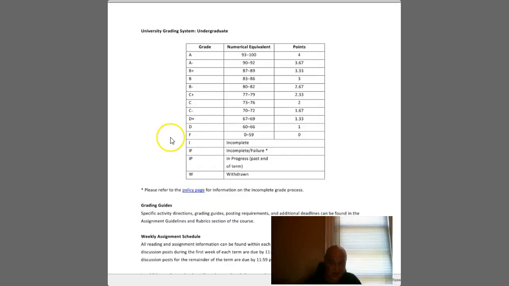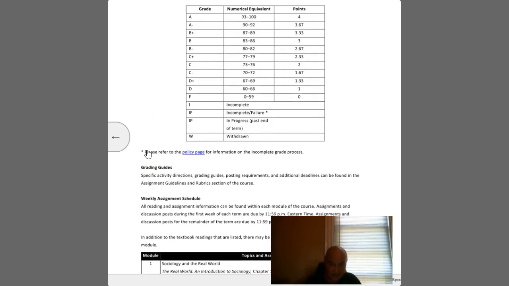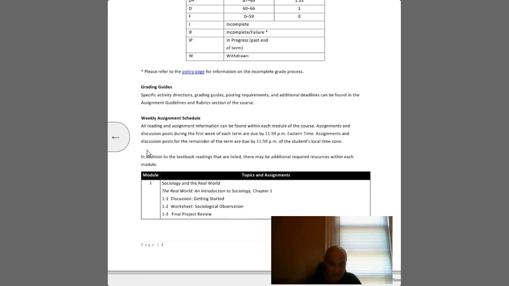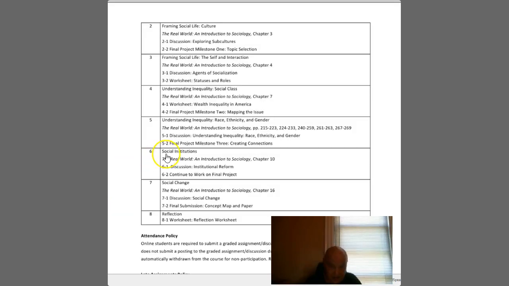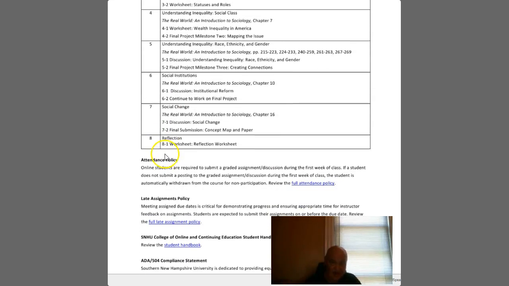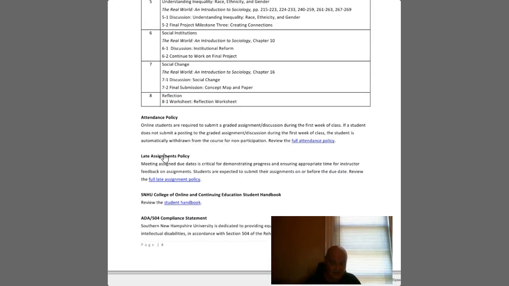Okay. Down here, you have, of course, the grades system. And your topics and assignment for Module 1, which we'll look at in a minute. We're going to be working with the real world and Introduction to Sociology, Chapter 1. We'll look at Module 1 in a moment. Here are the other chapter materials from 1 through 8. Please refer. I'm not going to read them out loud. It would be very boring.